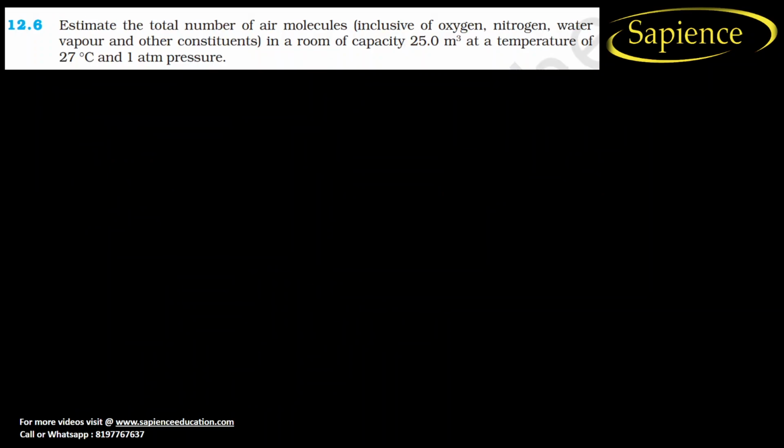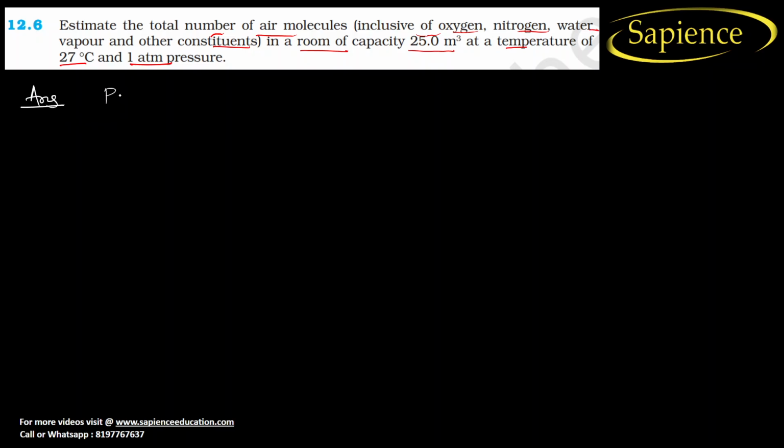Now let us go for the next question, that is 12.6. We need to study the question. They are asking to estimate the total number of air molecules, inclusive of oxygen, nitrogen, water vapor and other constituents, in a room of capacity 25 meter cube at a temperature of 27 degrees Celsius and 1 atmospheric pressure. Number of air molecules: before that we need to find the number of moles, okay?